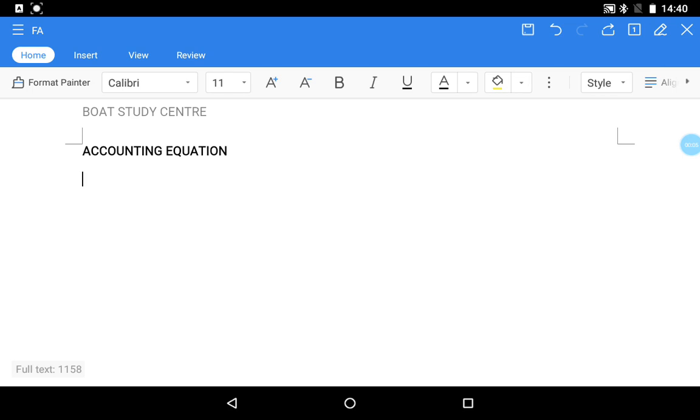And today we are going to look at the accounting equation. Yes, maybe you have been hearing about the accounting equation, but you don't know how it is used in business or how to apply it. Today we are going to see how you can come up with the accounting equation.